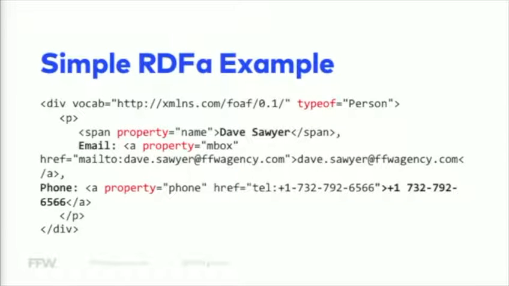And again, we are just adding additional attributes to plain old HTML that help to describe what this chunk of HTML actually is. In this case, we're saying it's a person. Here's the person's name. Here's their phone number, etc. So a machine could parse this and extract, this is a person. Here's his phone number.